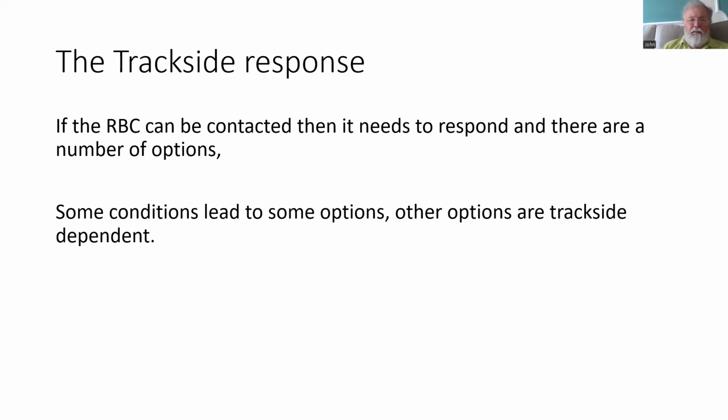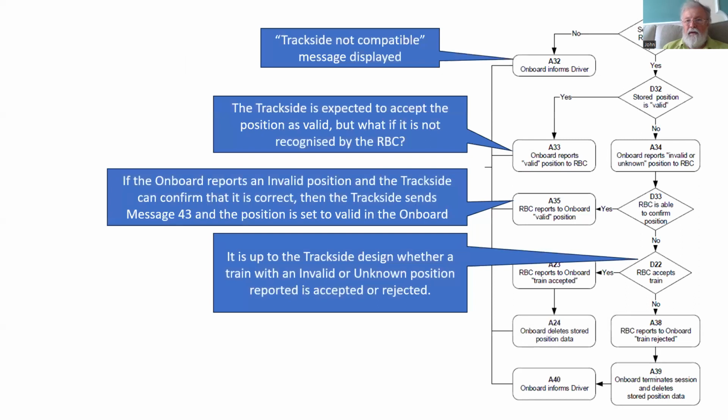However, if we can establish that session with the RBC, then what is going to be the RBC response? Well, there are a number of options, and some of those conditions lead to options which are defined in the subsets, and others are trackside configuration dependent. There we go. We've now got our trackside not compatible message displayed. I'd forgotten it was on this slide, not on the previous one. So if the session with the RBC cannot be established, then trackside not compatible is displayed.